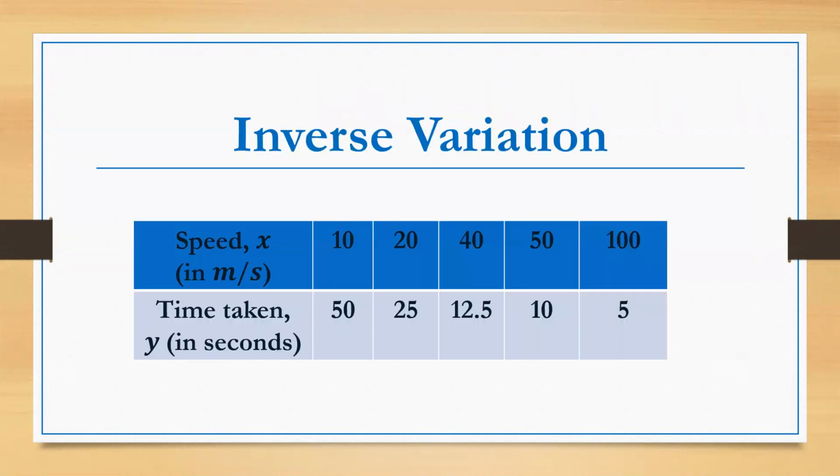Now we are going to look at inverse variation. So let us consider this table. You have in the first row the speed denoted by x in meters per second, and in the second row, we have the time taken denoted by y in seconds. Look at this table carefully and try to observe what is happening between the values of x and y.